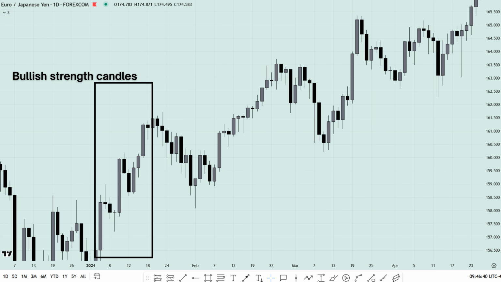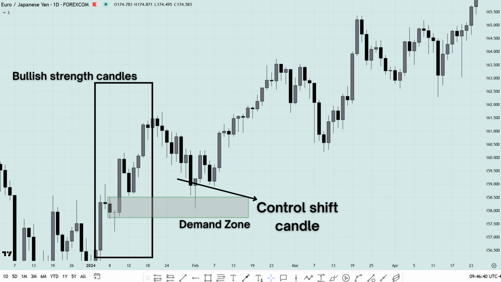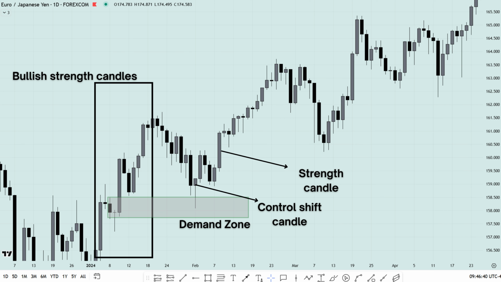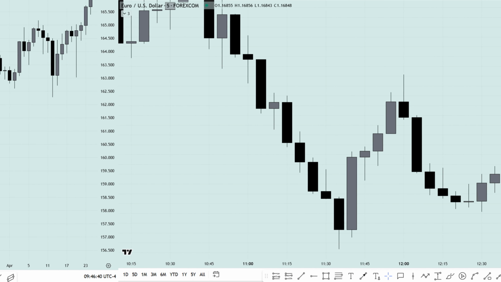Price eventually revisits a demand zone. Inside that zone, you spot a perfect control shift candle with a deep lower wick rejecting new lows. A few candles later, a big strength candle blasts above recent highs, confirming that buyers have regained dominance. That is a textbook buy setup: demand zone, control shift, strength confirmation. Now let's layer in multiple markets and time frames.